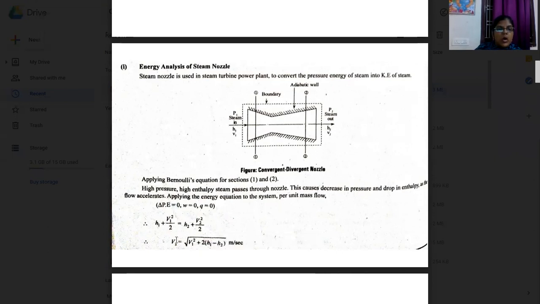So for 1 and 2, high pressure, high enthalpy steam passes through a nozzle. This causes a decrease in pressure. So it is convergent and then divergent. When the high pressure, high enthalpy steam passes through the convergent and then the divergent, it decreases its pressure and drops the enthalpy in the nozzle. This causes a decrease in pressure and a drop in enthalpy as the flow accelerates. So applying the energy equation to the system per unit mass flow, P is equal to 0, W is equal to 0, Q is equal to 0.